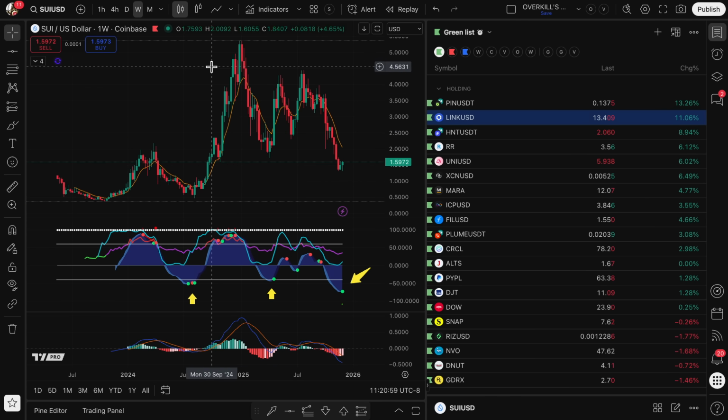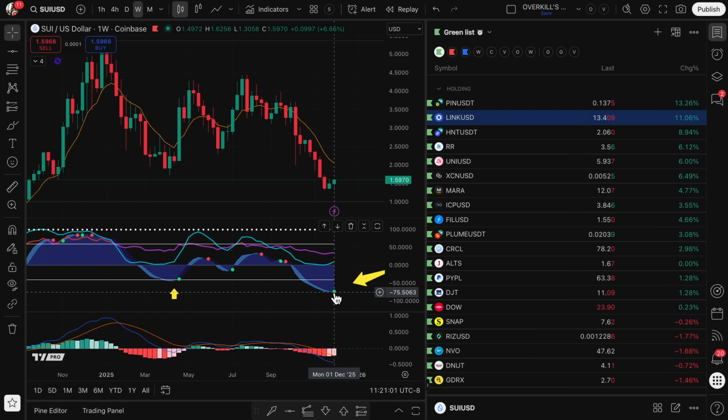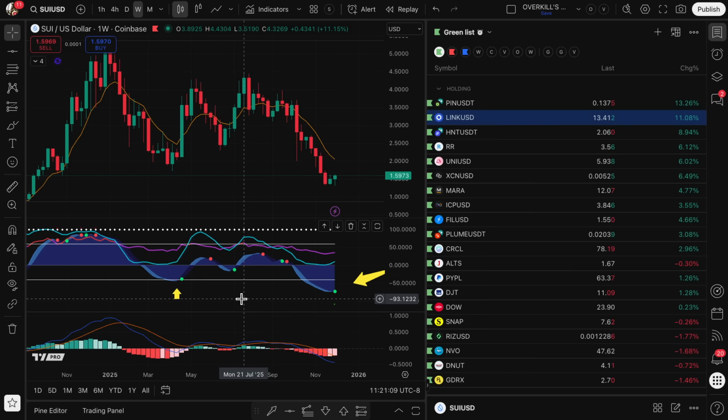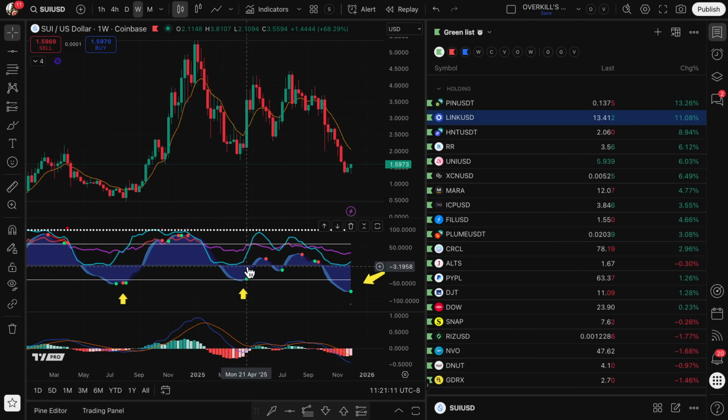We got one on Sui yesterday. I dropped this on TikTok. I called that out yesterday around $1.30. It's at $1.60 this morning, so it's already up about 7% right now. And it's got a green dot right there, just like it did back here in July, just like it did right here in April.